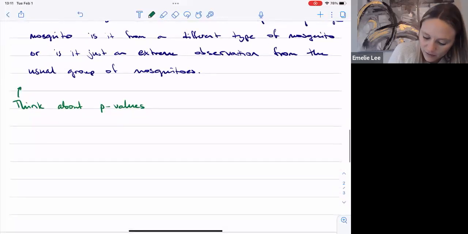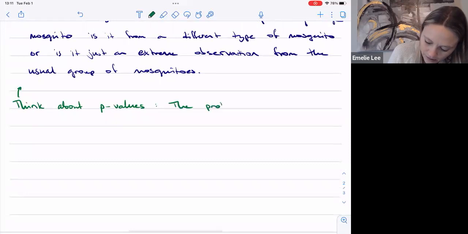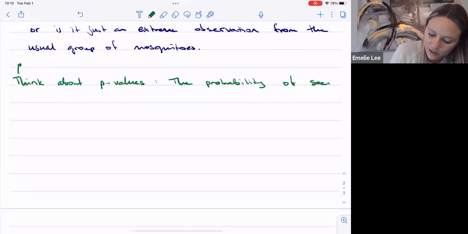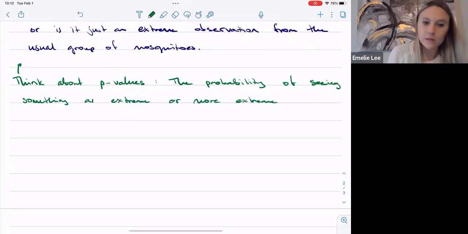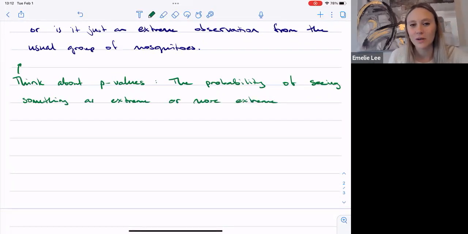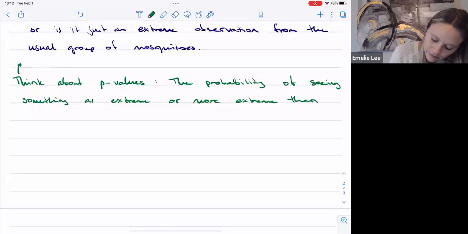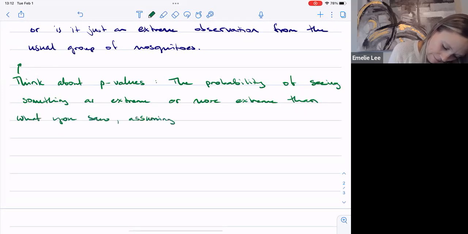So think about p-values, which is the probability of seeing something as extreme or more extreme than what you saw, assuming the null hypothesis is true.